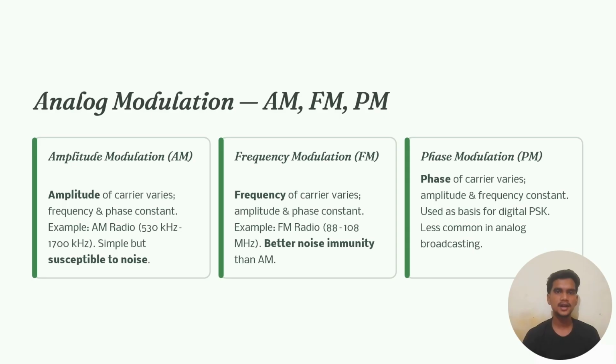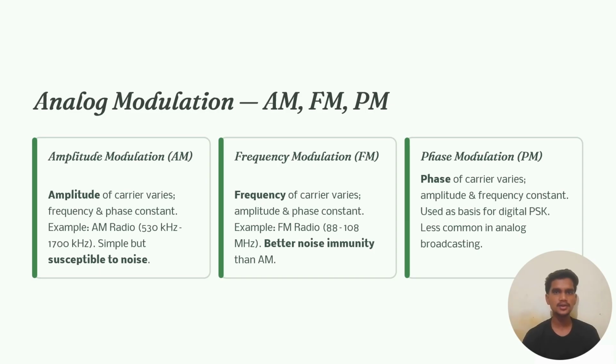Let us look at analog modulation. There are three types. In amplitude modulation or AM, the amplitude of the carrier signal changes according to the message. The frequency stays the same. AM is simple but picks up a lot of noise. You hear it on AM radio stations.